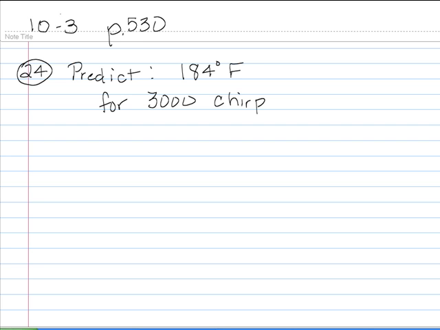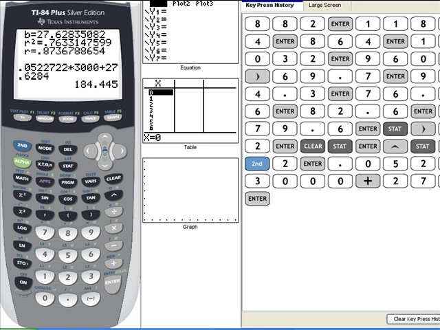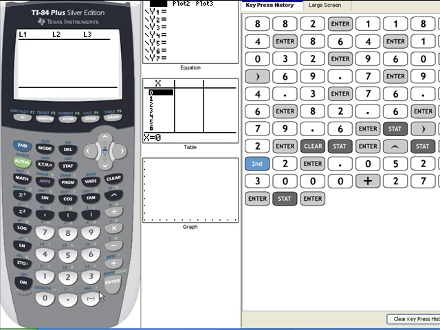Now there is a problem with this particular value that was chosen, the cricket chirps being 3,000 times a minute. And what you want to do is go back to the calculator, go back to edit, and look at the values that we have for L1. Do you see anything that's anywhere close to 3,000? No, it turns out that the largest value we have is 1188.